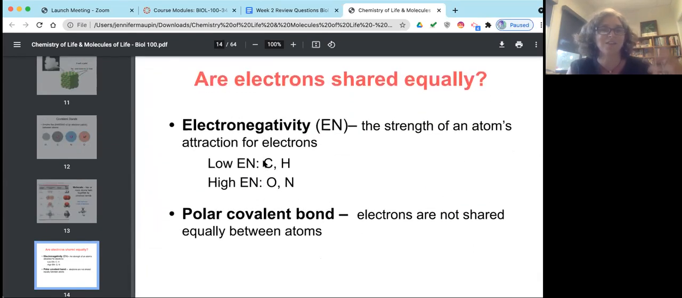There's a slide that says, are these electrons shared equally? And it has to do with the electronegativity of the atoms themselves. So carbon and hydrogen have low electronegativity. And what that means is they don't pull on the electrons very strongly. So they don't have a high affinity for electrons. Oxygen and nitrogen, on the other hand, they do. They have a stronger pull for the electrons. So you're going to get a polar covalent bond when an atom with low electronegativity is bonding to an atom with high electronegativity.